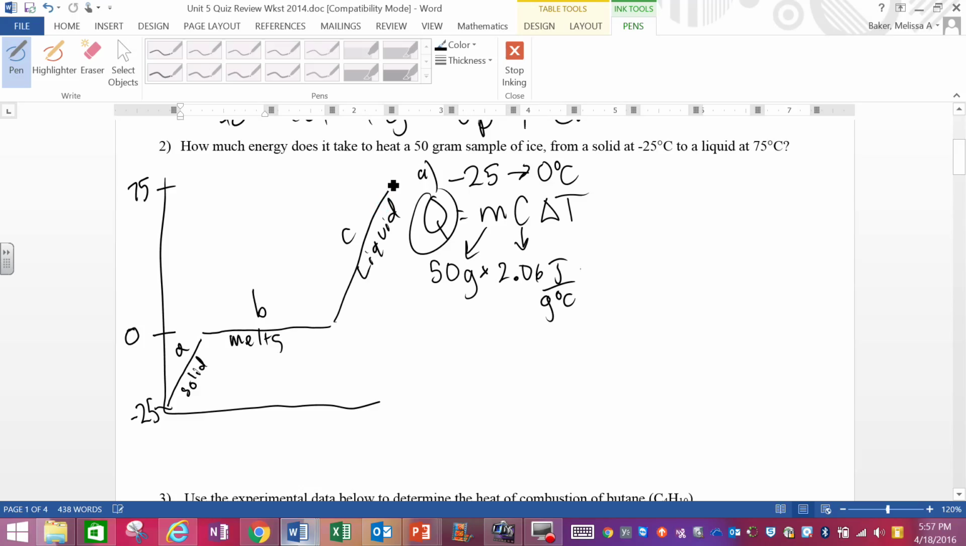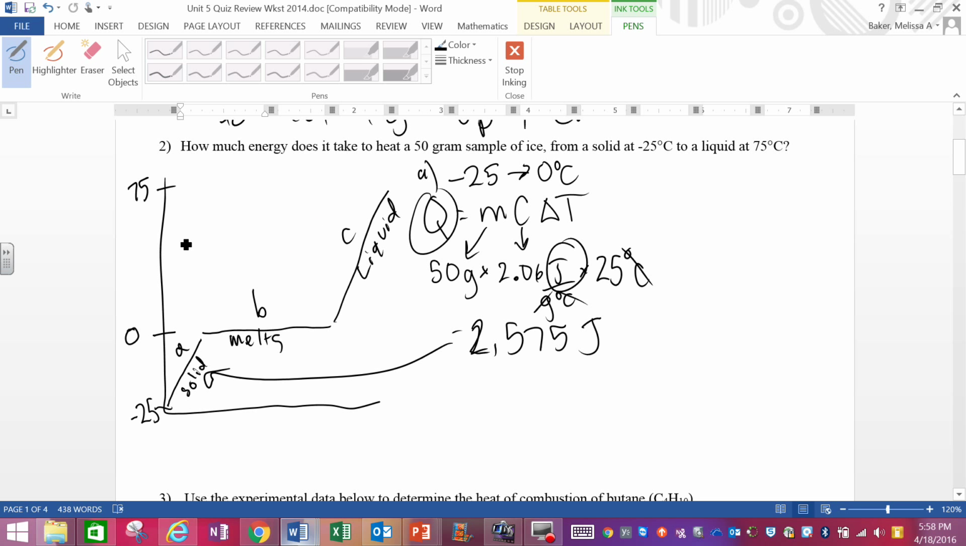Finally, multiply by the change in temperature. So we're going from negative 25 to 0. That's a change in temperature of 25 degrees Celsius. Multiply those together and you get 2,575 joules. Notice grams cancels out, degrees Celsius cancels out, and we're left with joules. Okay, so that's just one step right here. Step A. How about step B?